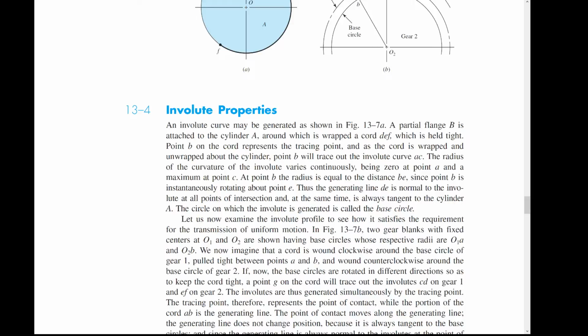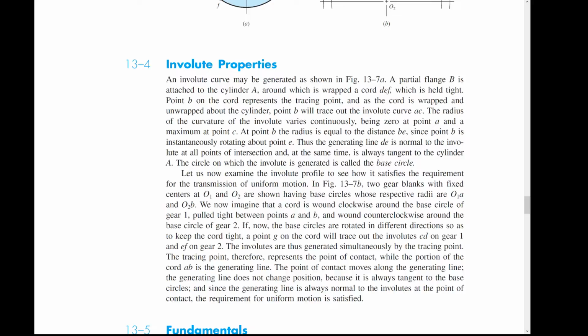Let us now examine the involute profile to see how it satisfies the requirement for the transmission of uniform motion. In figure 13-7b, two gear blanks with fixed centers at O1 and O2 are shown having base circles whose respective radii are O1a and O2b. We now imagine that a cord is wound clockwise around the base circle of gear 1, pulled tight between points A and B, and wound counterclockwise around the base circle of gear 2. If now the base circles are rotated in different directions so as to keep the cord tight, a point G on the cord will trace out the involutes CD on gear 1 and EF on gear 2.